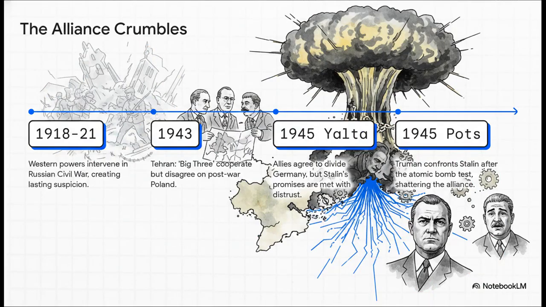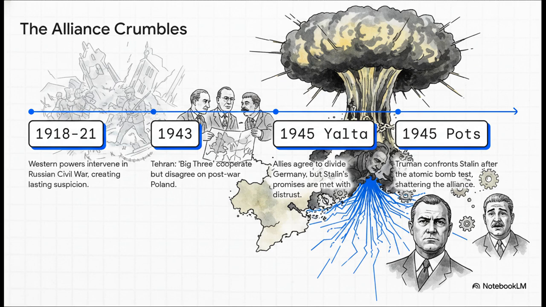And you can actually see that mistrust building up, step by step, even while they were supposed to be allies. Back at the Tehran conference, yeah, they were cooperating, but they were already arguing over what to do with Poland. A couple years later, at Yalta, they agree on dividing Germany, but nobody in the West really believes Stalin when he promised free elections in Eastern Europe.